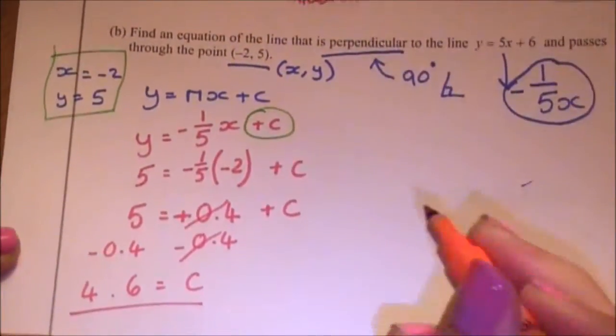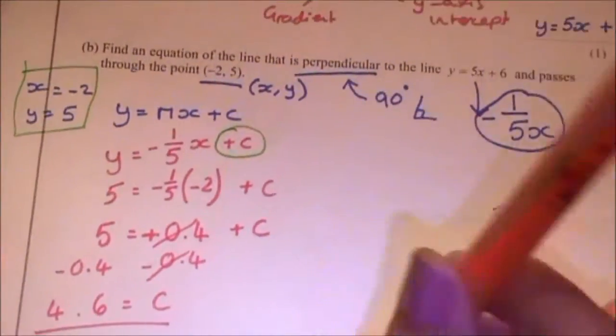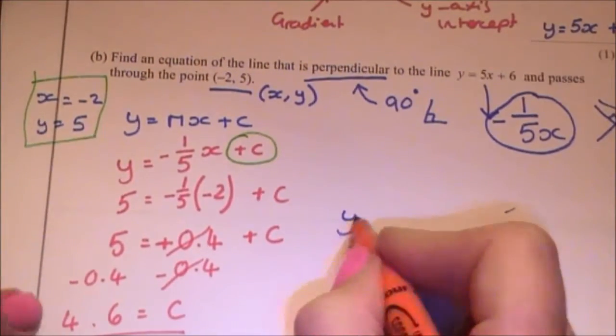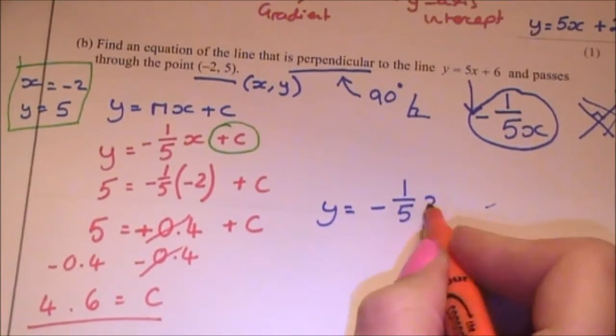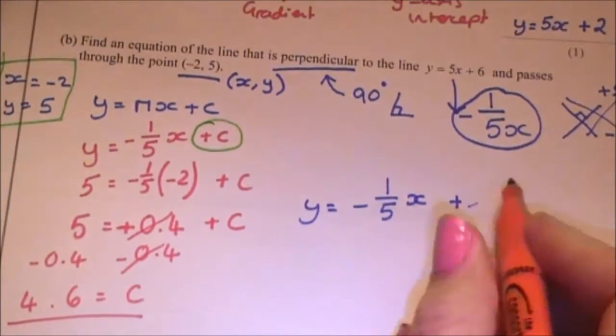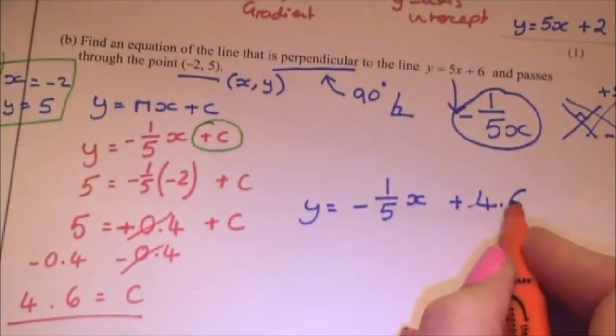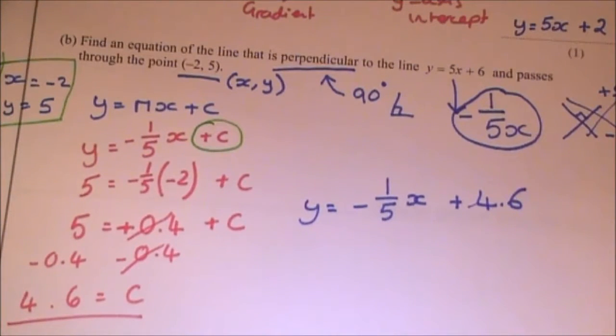I can write my equation in the form of y equals mx plus c, because y equals the gradient, which is -1/5 of x, plus my value for c, which is 4.6. Again, if you've got the fractional answer, then check the mark scheme.